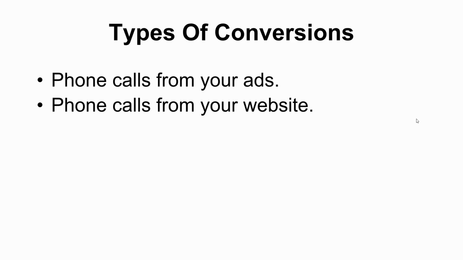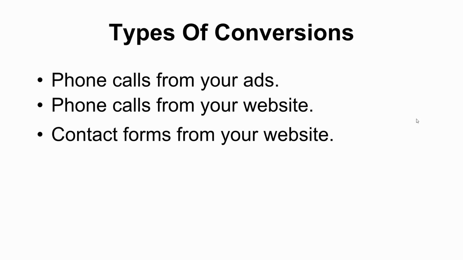Phone calls from your website is another thing that you should be tracking. There are lots of services available where it'll dynamically change the phone number on your website. Each visitor will see a different number. So when a number is called, that data is sent back to Google Ads, and you can see exactly where that person came from.